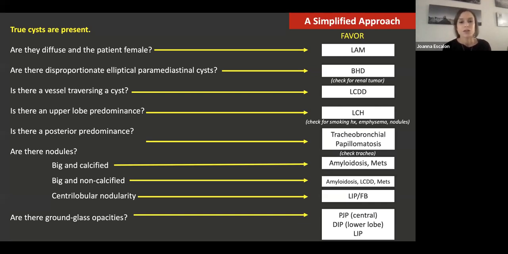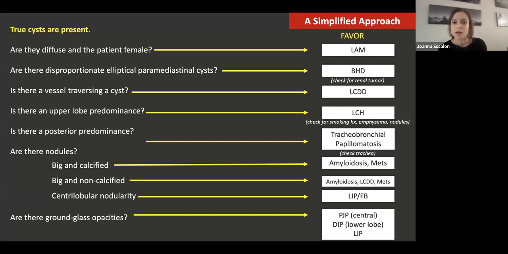If you see a vessel traversing the cyst, then you might suggest light chain deposition disease. Keep in mind that for a lot of the cystic lung diseases, you're just trying to move certain entities to the top of your diagnostic differential. So especially light chain deposition disease can be hard to diagnose prospectively, but you can suggest it, especially when you see that feature.